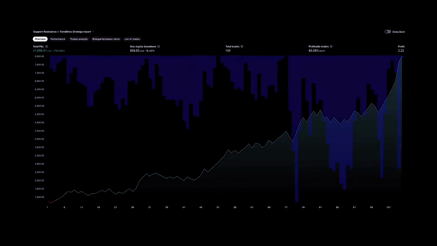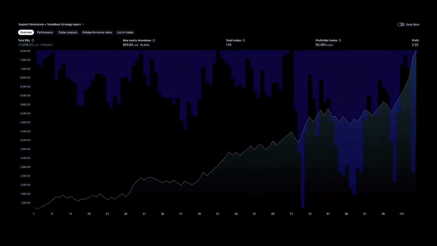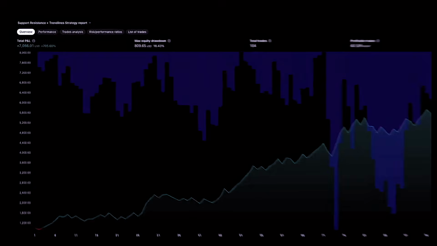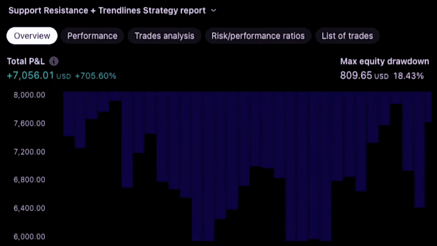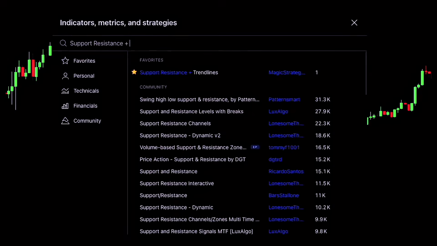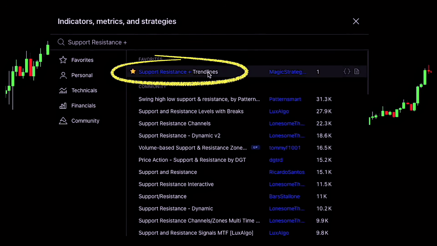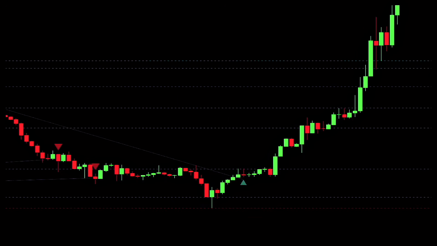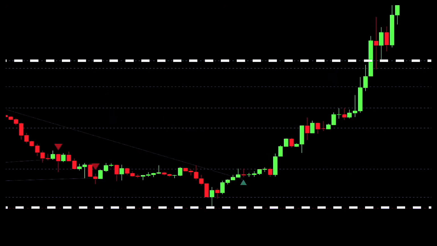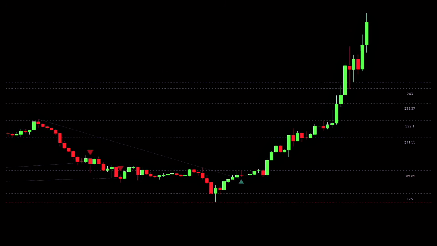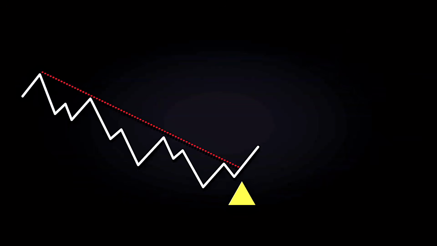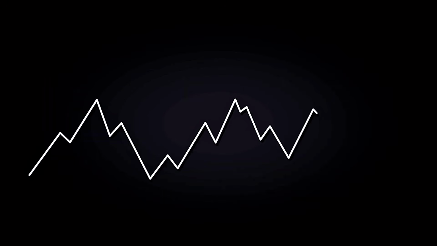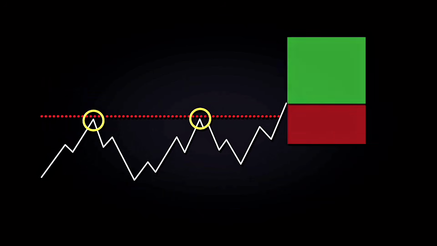But wait, there's more. The 15-minute strategy is cool, but the 4-hour strategy I built with DeepSeek is next level, delivering over 700% returns. Search for support resistance plus trend lines on TradingView. This indicator autoplots dynamic trend lines from pivot points and horizontal support and resistance levels based on past price action. It catches trend line breakouts and key level breaks, perfect for spotting major trend shifts on a 4-hour chart.